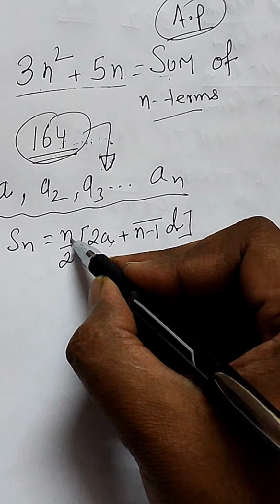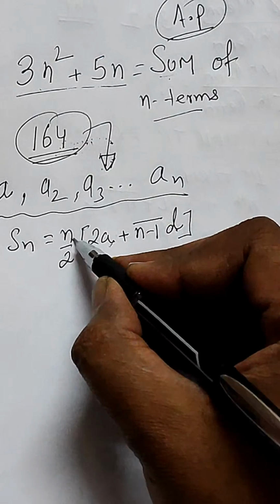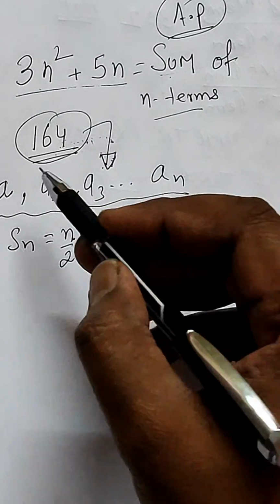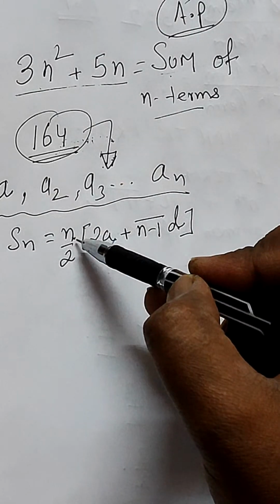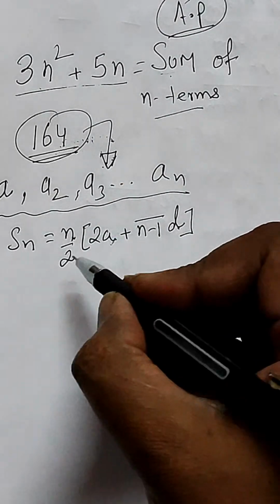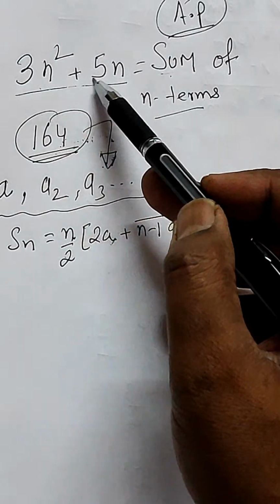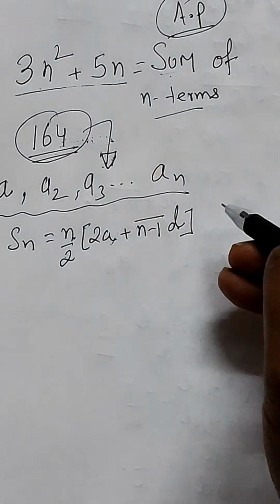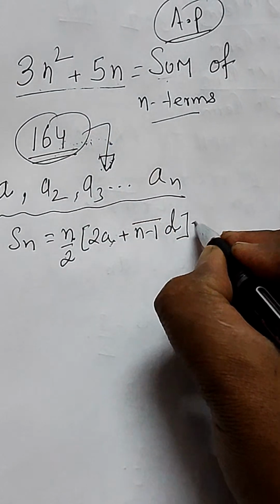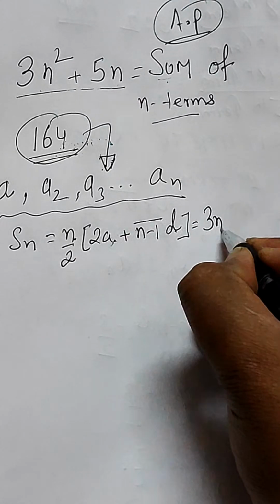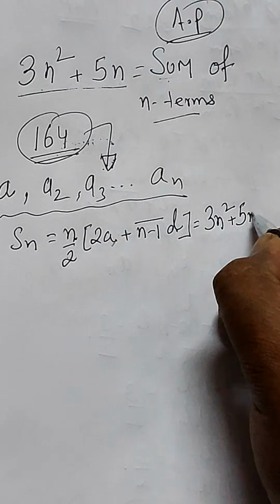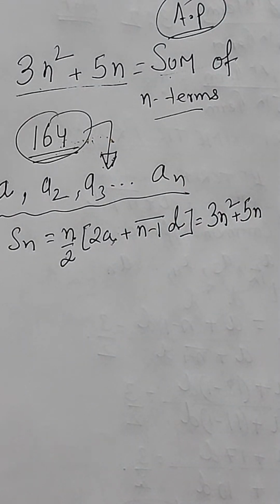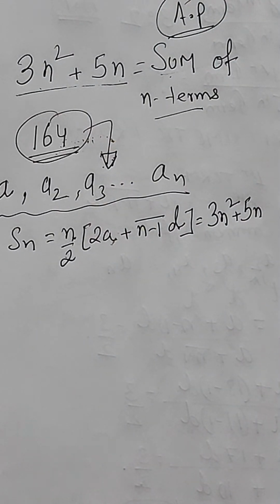And n is the total number of terms. Suppose there are 20 terms in this AP, then n will be 20. This is given as 3n square plus 5n. This is the data as given in the question. So this is equal to 3n square plus 5n. Now, what will we do?